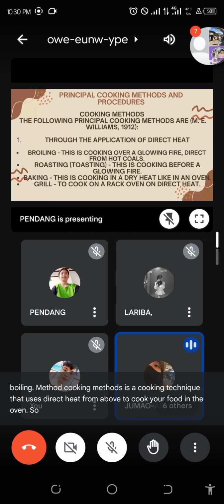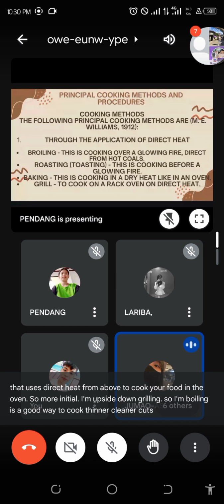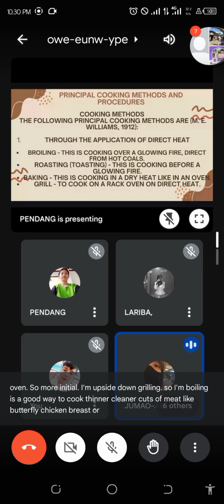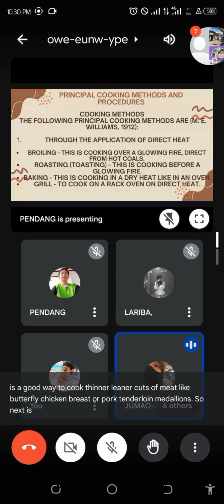So it is also called upside down grilling. Broiling is a good way to cook thinner cuts of meat like butterflied chicken breast or pork tenderloin medallions. So next is roasting.